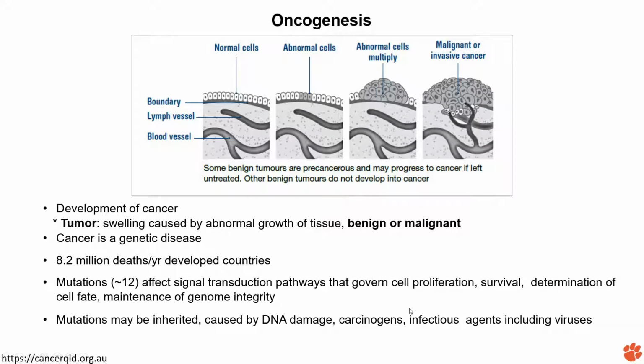So here, a tumor is a swelling caused by abnormal growth of tissue. But originally it is just a swelling, not necessarily by growth. Now, this could be benign or malignant. Here you can see a picture of normal cells, abnormal cells, and then abnormal cells multiply. These cells are now transformed. Now, this cell can remain there, just like a skin tag, and it can be benign.